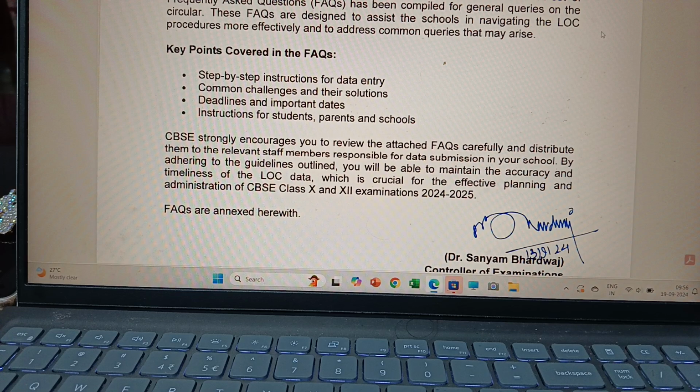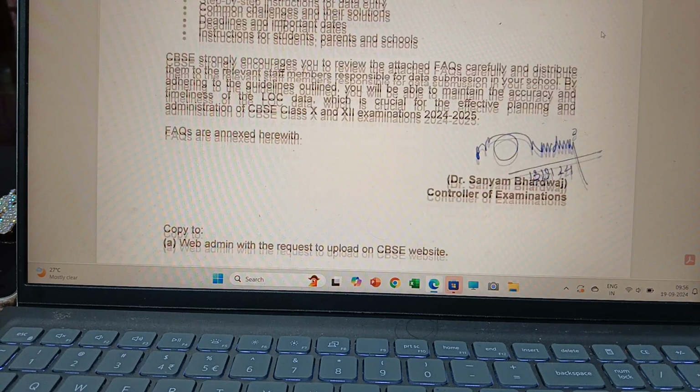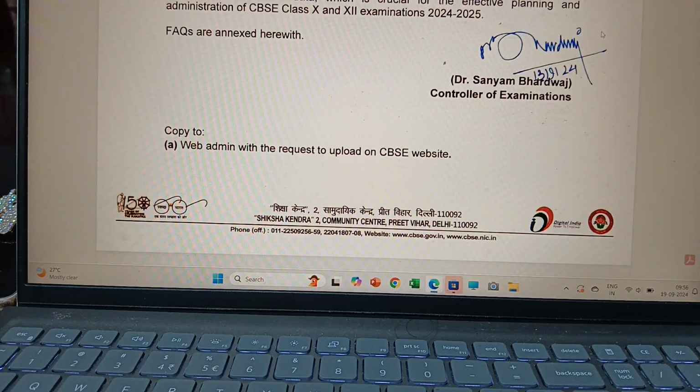CBSE strongly encourages you to review the attached FAQ carefully and distribute them to the relevant staff members responsible for data submission in your school. By adhering to the guidelines outlined, you will be able to maintain the accuracy and timeliness of the LOC data, which is crucial for the effective planning and administration of CBSE Class 10 and 12 examinations 2024-25. So, yes, FAQs are annexed herewith.